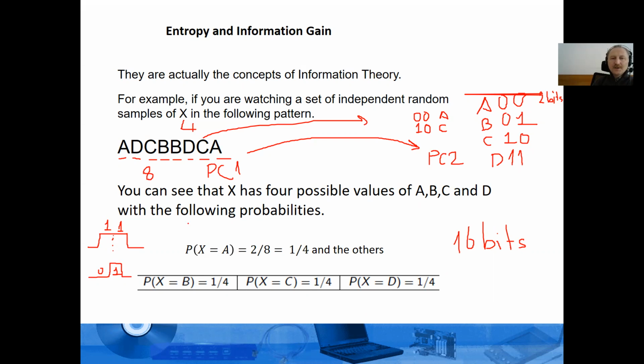Also, what is the probability of A? How many times is there an A? 2 times A. We will use this probability because it is 2 times. And altogether, how many symbols? All these symbols, 8.